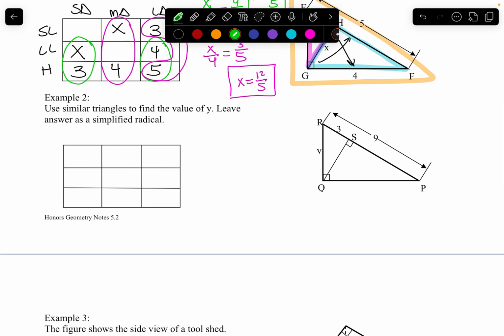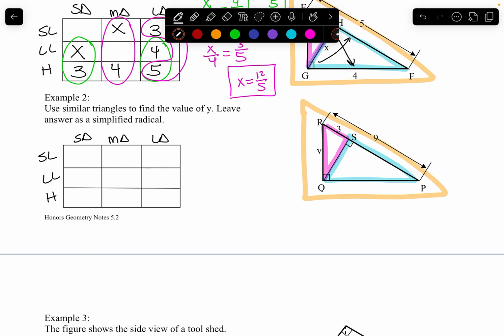Oh, y has gone away. All right, so we've got our small triangle, our medium triangle, our large triangle, our short leg, our long leg, and our hypotenuse. This is my small triangle, this is my medium triangle, and this is my large triangle. All right, so when I look at my small triangle, I have the short leg and I have the hypotenuse.